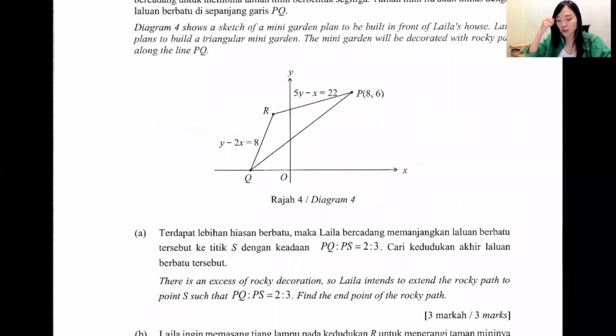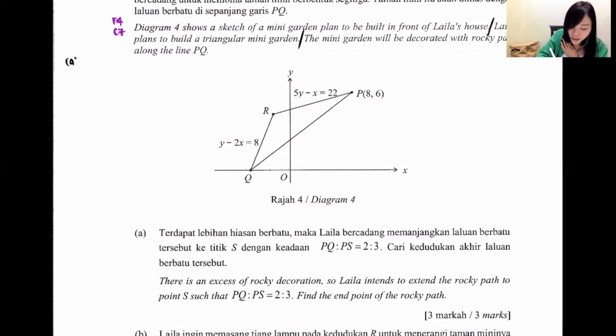Diagram 4 shows a sketch of a mini garden plan to be built in front of Leila's house. So guys, this is actually the plan. Leila plans to build a triangular mini garden. So you guys can see a triangle garden. The mini garden will be decorated with rocky path along the line PQ. So along the line PQ, there's actually a path. I think this question is under Form 4. What is that chapter? Chapter 7, Coordinate Geometry, okay? One of the top 5 easy chapters.